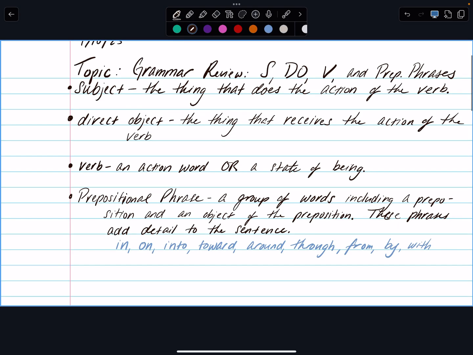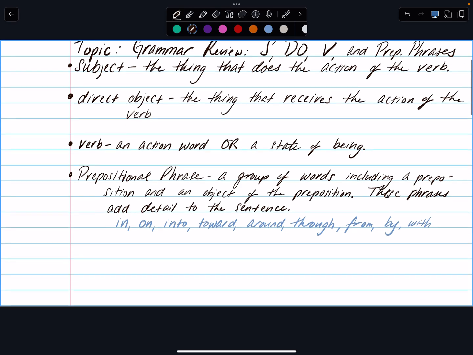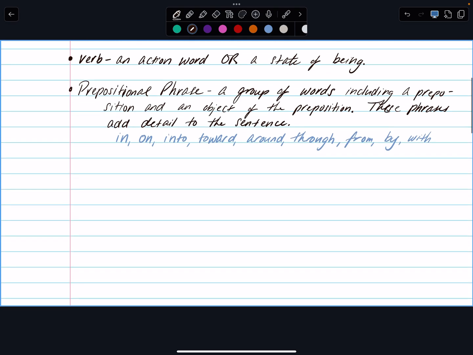Okay, may I scroll? I'll scroll a little bit. That should be good. All right. In English, we read from left to right and the sentence makes sense, right? That's usually how English works. You don't have to jump around to figure it out.